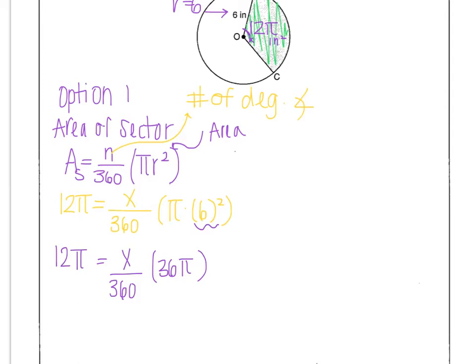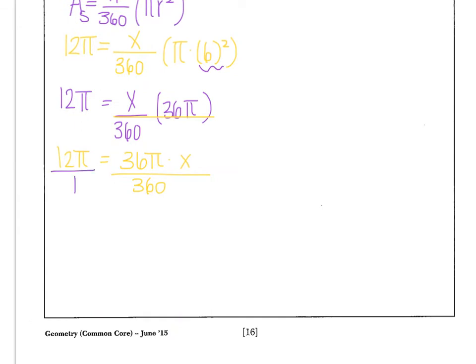So if I simplify a little bit more, I'm just going to extend my fraction bar. I now have 12 pi equals 36 pi times x divided by 360. So because we have a fraction on the right side, I'm going to make the left side a fraction by putting it over 1. So when I cross multiply, I still have 36 pi x equals, now 360 times 12 is 4,320 pi. My goal is to get x by itself, so I want to divide by 36 pi.